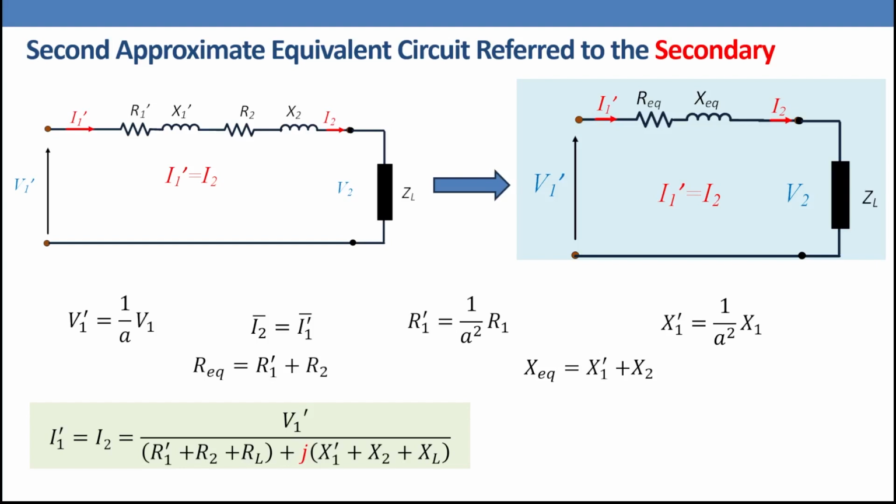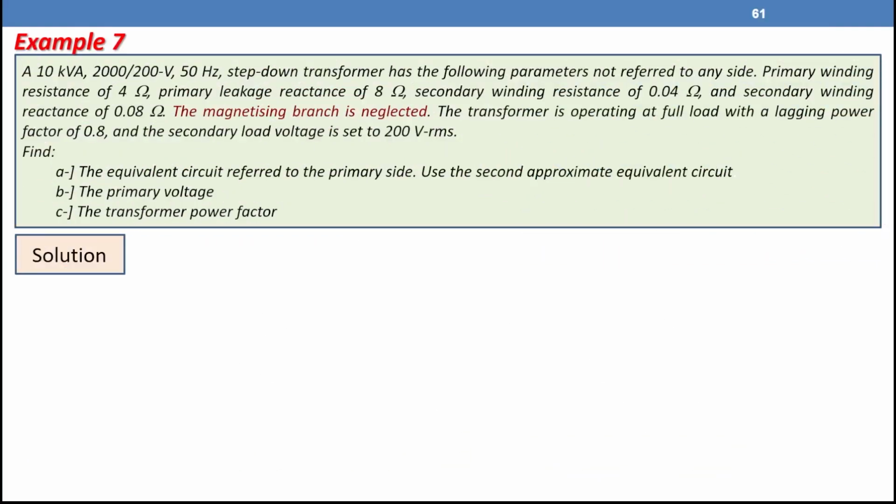If we didn't know the load impedance and we know the secondary voltage or load voltage V2, we can use the Kirchhoff voltage law equation, where V1' equals V2 plus I2 Z equivalent, and Z equivalent in this case equals R equivalent plus jX equivalent. Let us take an example.